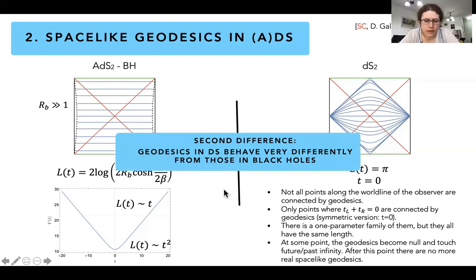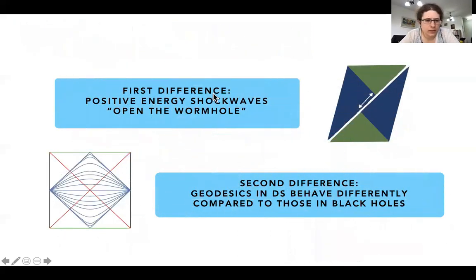All right, so that's the second difference. Geodesics in De Sitter behave very differently from those in black holes. And here's a summary of the difference. Positive energy shock waves, quote unquote, open the wormhole, and geodesics in De Sitter behave differently compared to those in black holes. All right, so this was essentially an elaborate review of De Sitter with some chunks that I will need next.